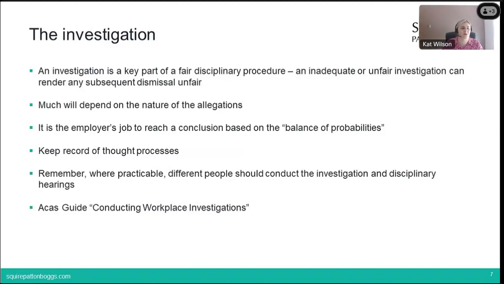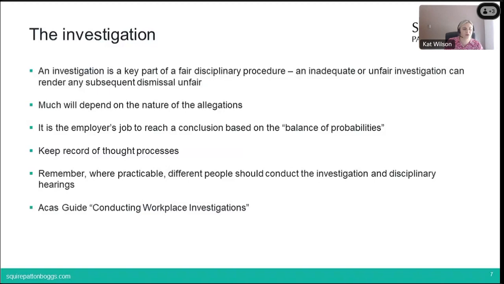And there are resources out there that can help. You can seek advice from us, or there's also the ACAS guide on conducting workplace investigations, which is really helpful. That contains some useful practical advice. So again, if you're not familiar with that, I'd recommend that you go and give it a read, download it. If there are any disciplinary investigations coming up, just refresh your memory on it.